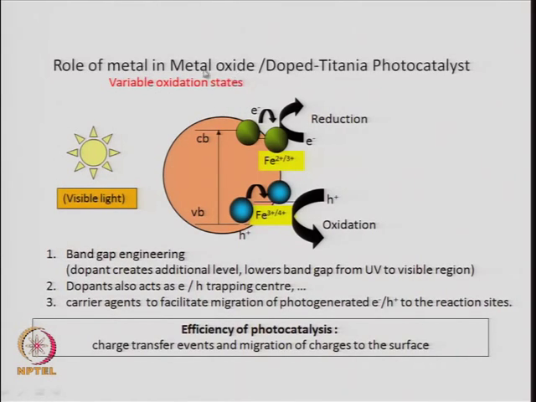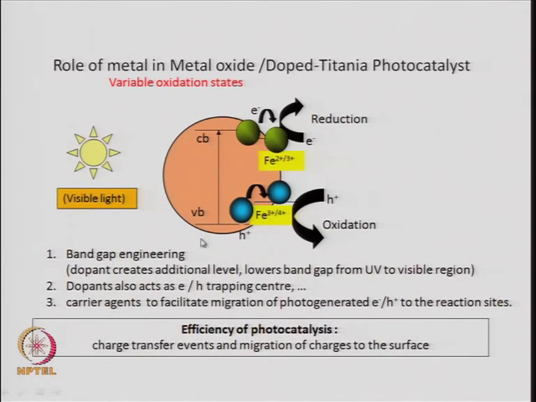So, if you choose a metal oxide which can show variable oxidation states and dope it with titania, TiO2, then it can be a very good photocatalyst in the visible range. So, how does that happen? You have again the large sphere showing you the TiO2 particle and the band gap of TiO2.